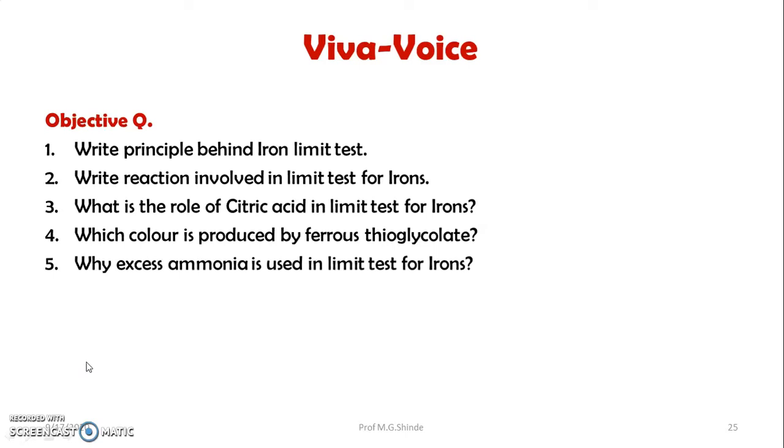Now the next question is why excess ammonia is used in the limit test of iron? Because it is used to produce the alkaline environment, because the ferrous thioglycolate only gives the purple color or pale pink color in presence of an alkaline environment.